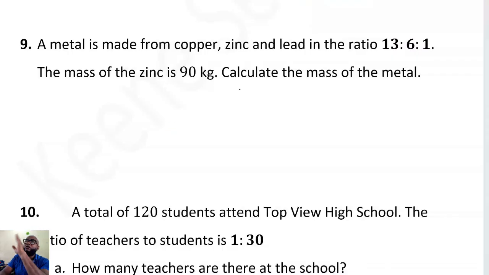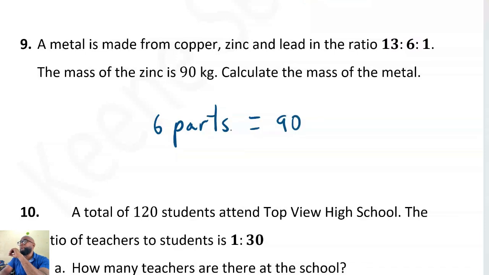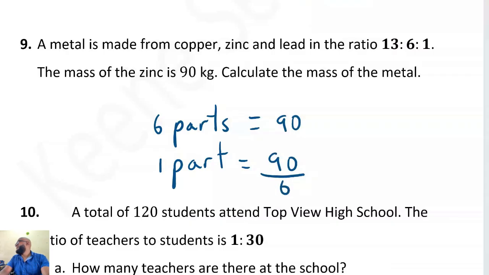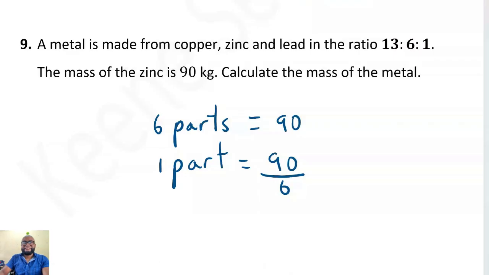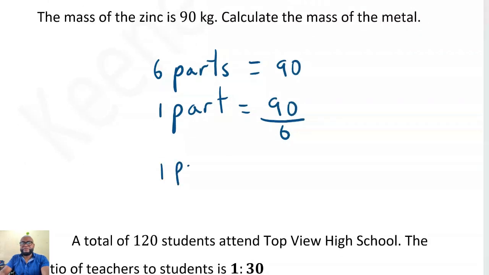The metal will be all of them together. So zinc is 90. So how many parts will be equal to 90? How many parts represent zinc? 6 parts will be equal to 90. 6 parts is 90, my children. How much will be 1 part? 90 divided by 6. So 1 part will be equal to 15.